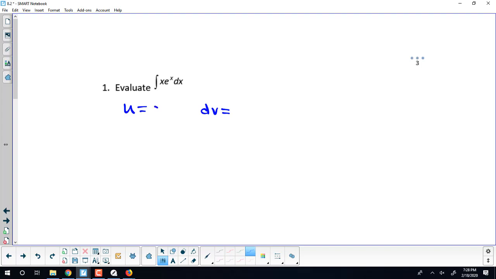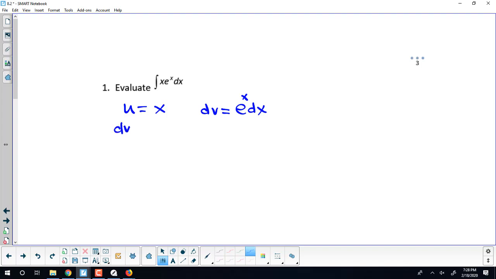X. If we're going to stick with the protocol, we're going to let u be x. In this instance, it's not going to matter, because if we choose x or e to the x, both of those factors are easy to integrate and differentiate. But in a situation where you have a function that involves a logarithm, those are hard to integrate but easy to differentiate. So we're just going to stick with the protocol. The rightmost letter was our algebraic function, x. We're going to let u be that. Therefore, dv is e to the x dx.